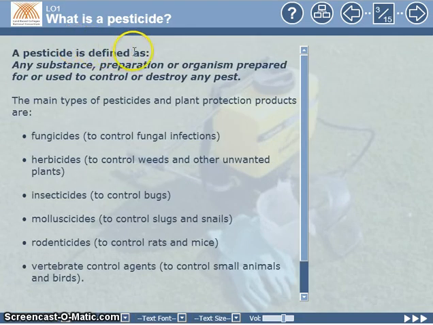A pesticide is defined as any substance, preparation or organism prepared for or used to control or destroy any pest. The main types of pesticides and plant protection products are fungicides to control fungal infections, herbicides to control weeds and other unwanted plants, insecticides to control bugs, molluscicides to control slugs and snails, rodenticides to control rats and mice, and vertebrate control agents to control small animals and birds.